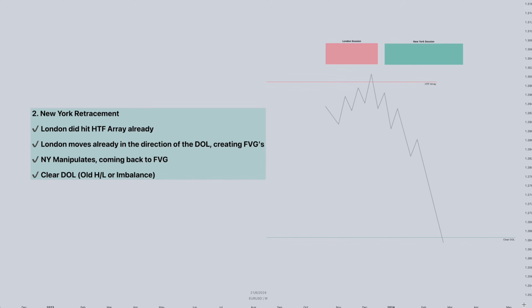And the second part of the framework is not the New York reversal, but the New York retracement. This looks a lot like the Asia expansion. London already hit the higher time frame array, so the old high or the old imbalance, and then moves away, leaving fair value gaps. New York manipulates, coming back into the fair value gaps before moving to the draw on liquidity. So New York will only give a retracement back into the range London created. And in the first part of the framework, the New York session will create a high or low, taking out the London session liquidity.